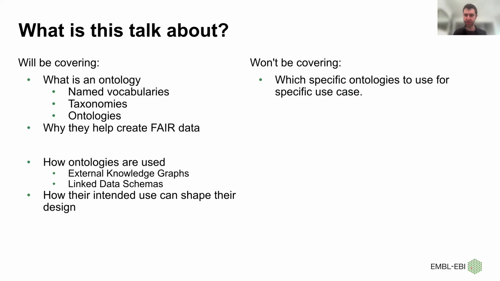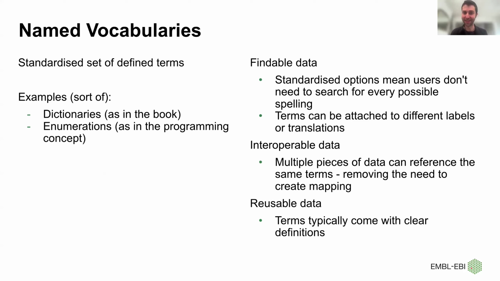Okay, so starting off with named vocabularies, they're essentially a fixed set of terms with definitions, which is super simple, and so simple that I actually don't have great examples of things that are only named vocabularies and not also a taxonomy or an ontology. But similarities can definitely be drawn with any kind of dictionary or an enumeration class in programming.